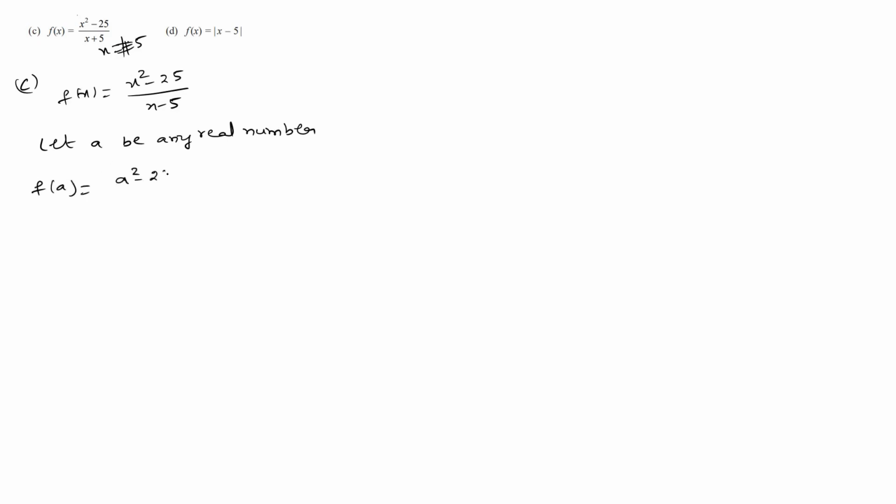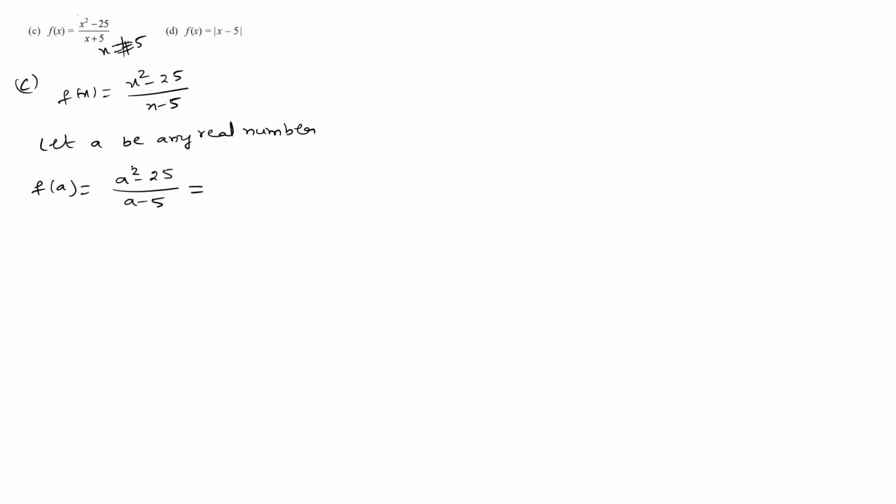Next, the C problem you see here. Here also the condition is x is not equal to 5. So f of x is equal to x square minus 25 divided by x minus 5. Here also we take let a be any real number. At x equal to a, f of a is a square minus 25 divided by a minus 5.